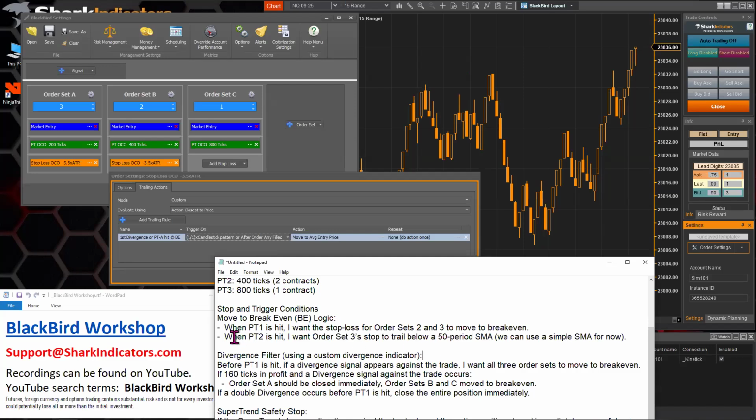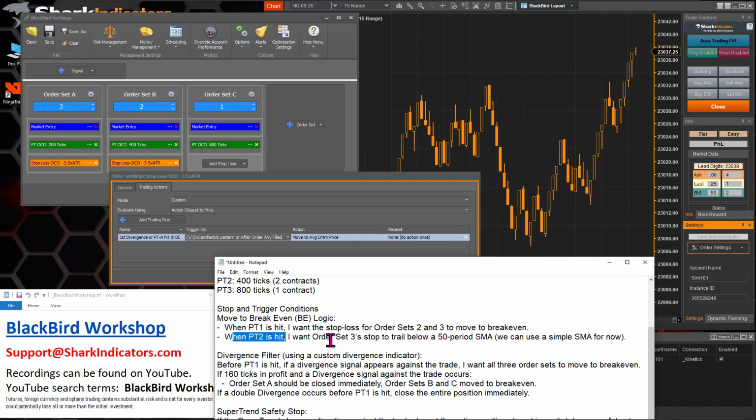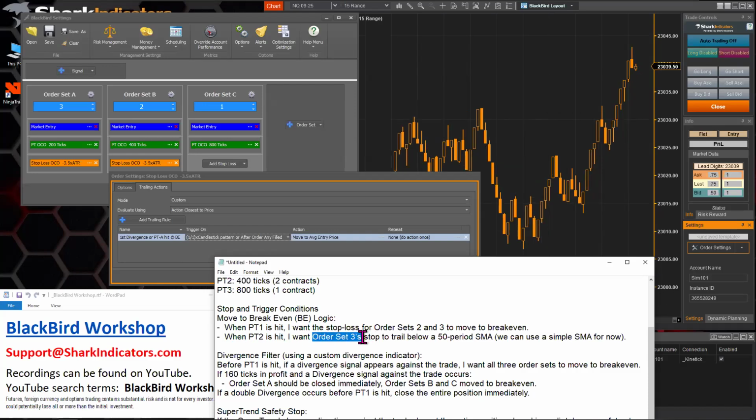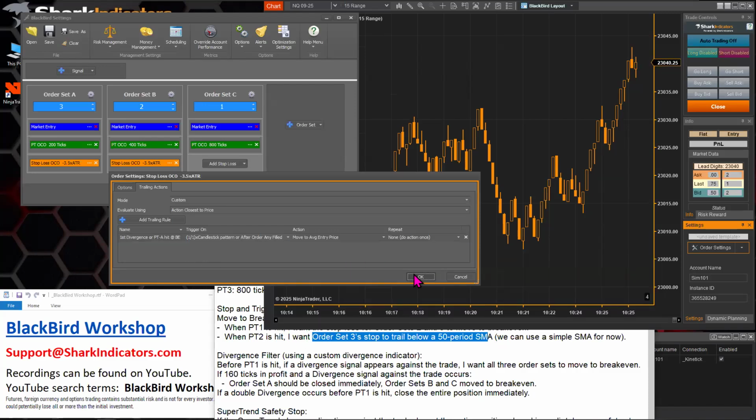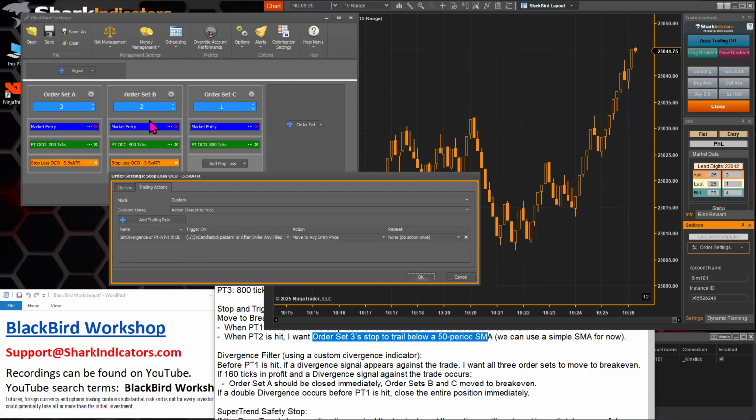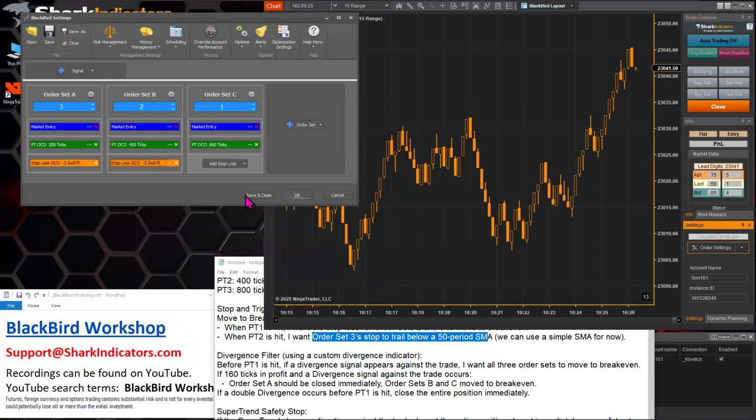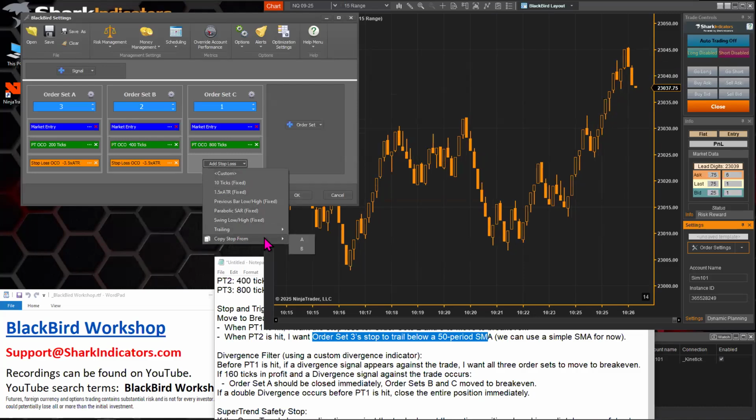All right, so I think we're ready to move on here to our third stop loss. We're just simply going to trail a moving average there. So we're done with the stop loss for order set B. Let's now go and copy the stop loss from B.